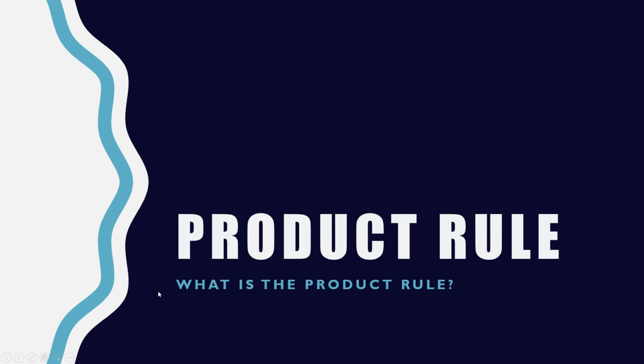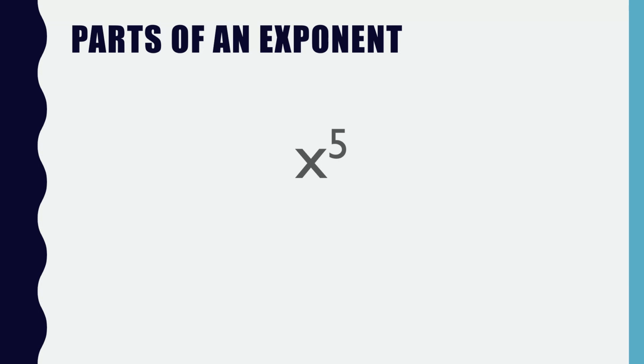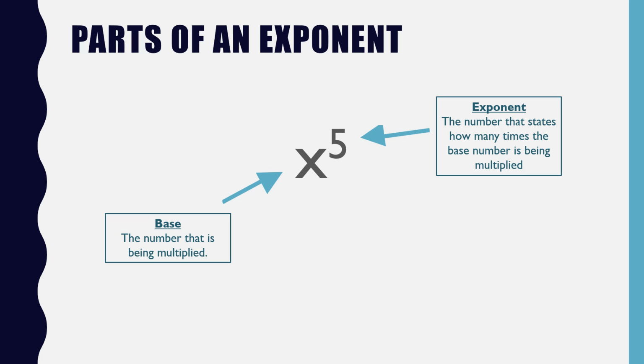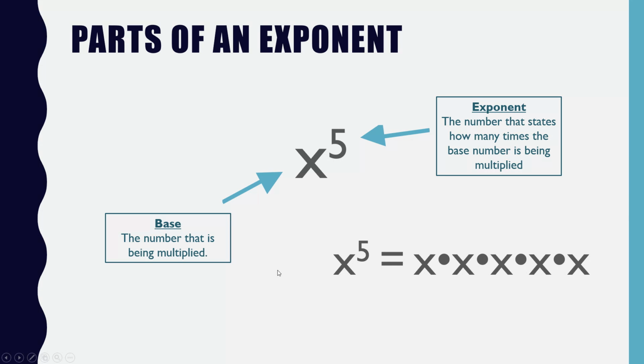So first let's talk about the product rule. But before we do that, let's talk about the parts of the exponent first. There are two parts of the exponent. There is the base, and this is the number that is being multiplied. And then you've also got your exponent, which is the number that states how many times the number is being multiplied.